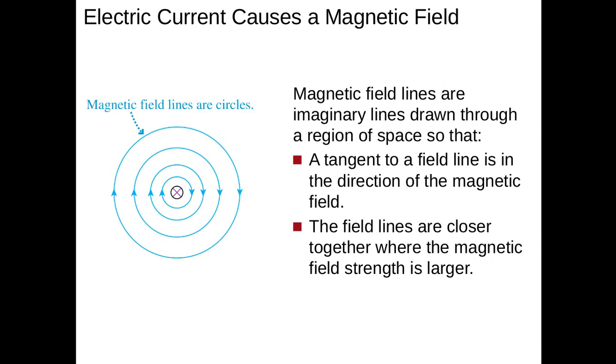So this current is going into the page, and I see that the magnetic field is clockwise around the wire from this view. If I change the direction of this current, you could probably gather that if the current was coming out of the page, then the magnetic field would go counterclockwise. Okay, so the direction of the magnetic field is dependent upon the direction of the current in the wire. And this is our third right-hand rule.